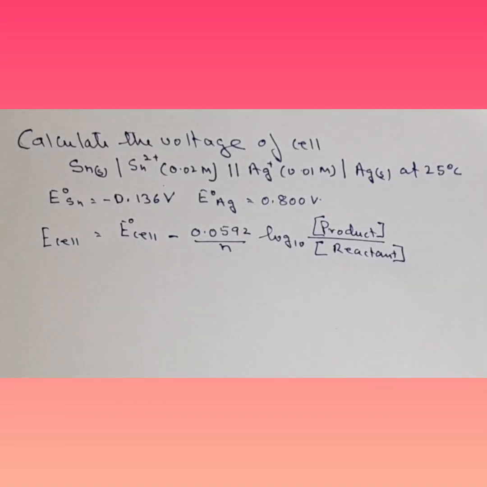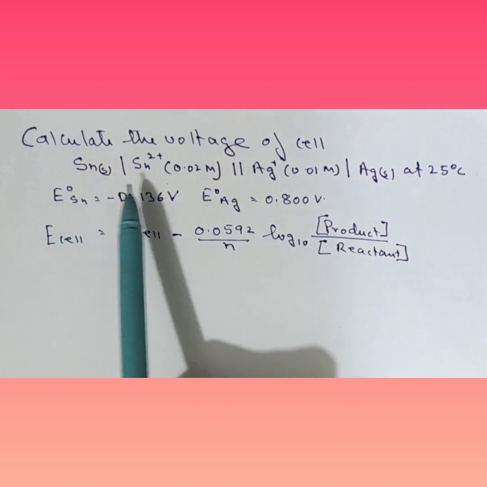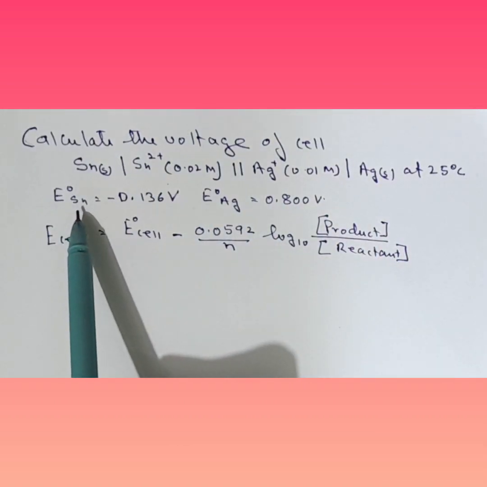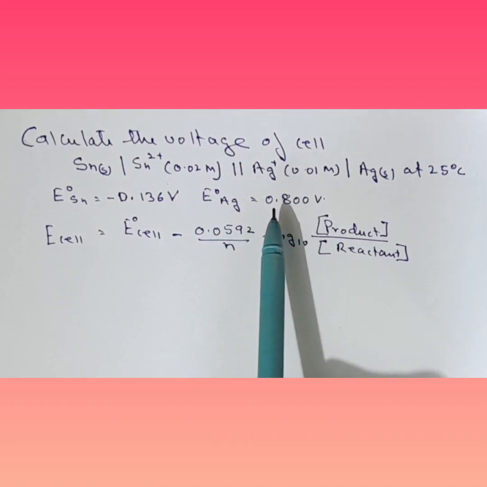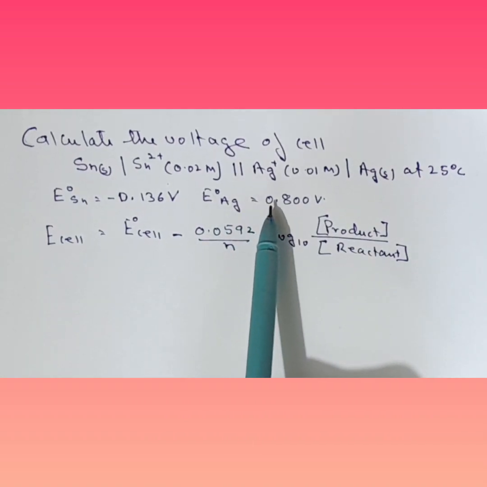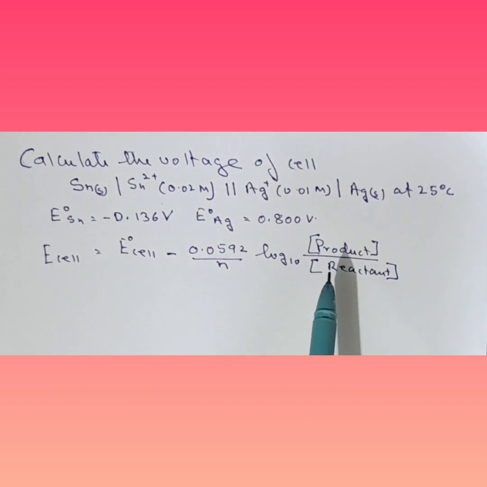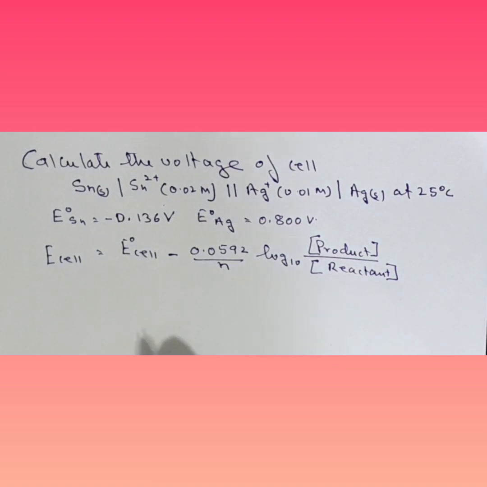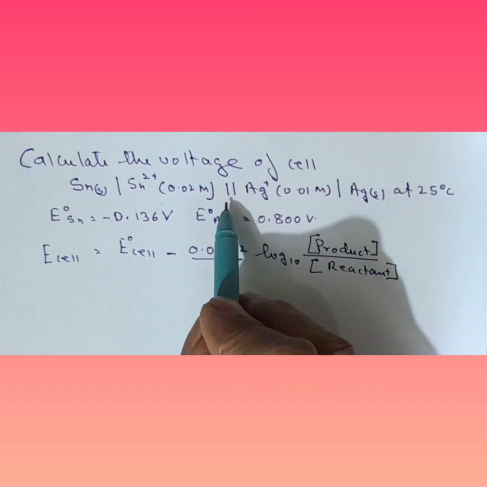Alright. Okay guys, let's try and solve this sum. Calculate the voltage of the cell where this is given. Now E0 of Sn is given, E0 of Ag is also given. Mind you, these are all reduction potentials. And this is the Nernst equation that we saw right now. Now let's find out the redox first. In this case, this is the anode, this is the cathode, and this is the salt bridge.